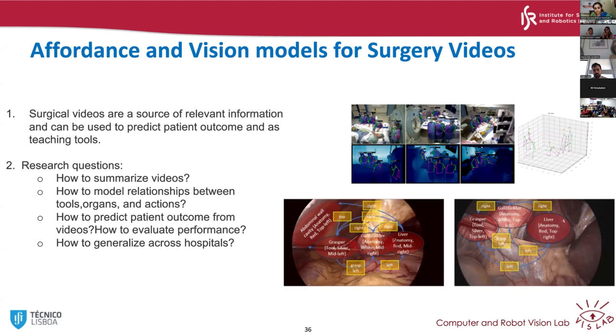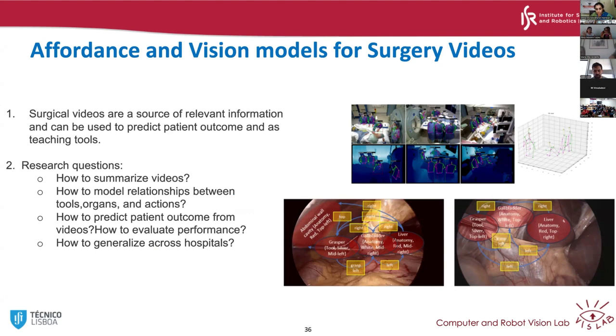This is a project that bridges healthcare with robotics. Basically, the idea in this project is that we are developing vision models for processing surgical videos, and our end goal is, besides predicting patient outcomes, as usual, we also want to use the data that we collect from these videos to not only train doctors, but also to train surgical robots. So that is the end goal.